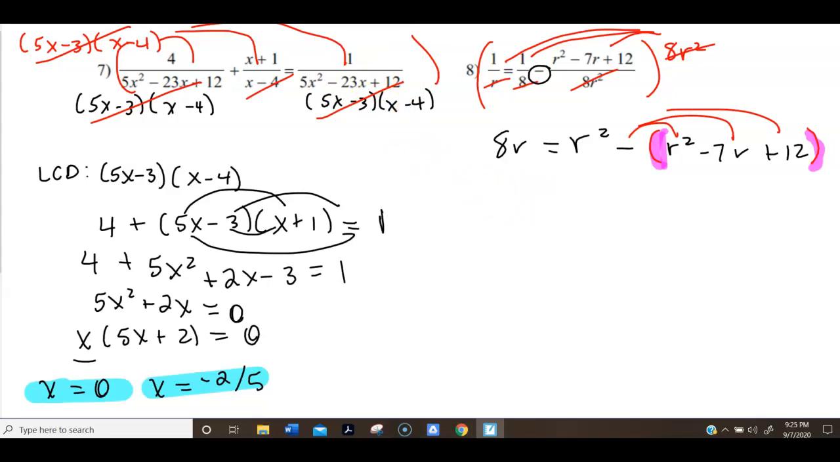So this is going to give me 8R is equal to R squared, subtract R squared, plus 7R, subtract 12. The R squared and the negative R squared cancel. Take 7R and subtract it to the left, which gives you R equals negative 12. Check it to make sure it works, and that should.